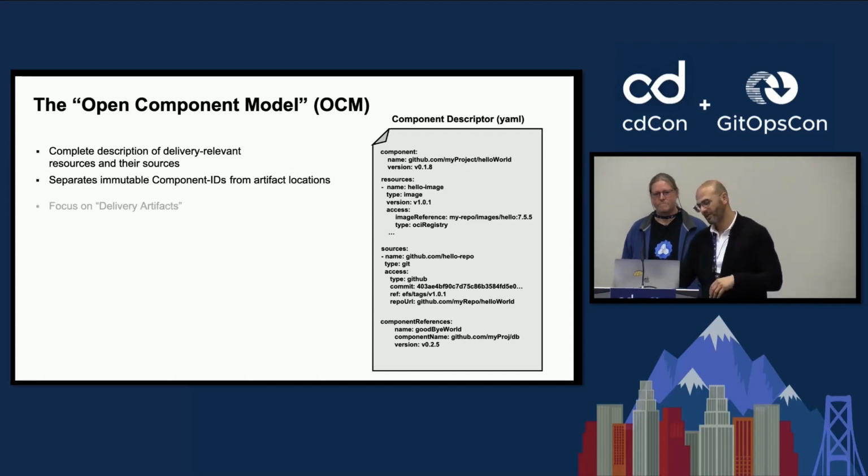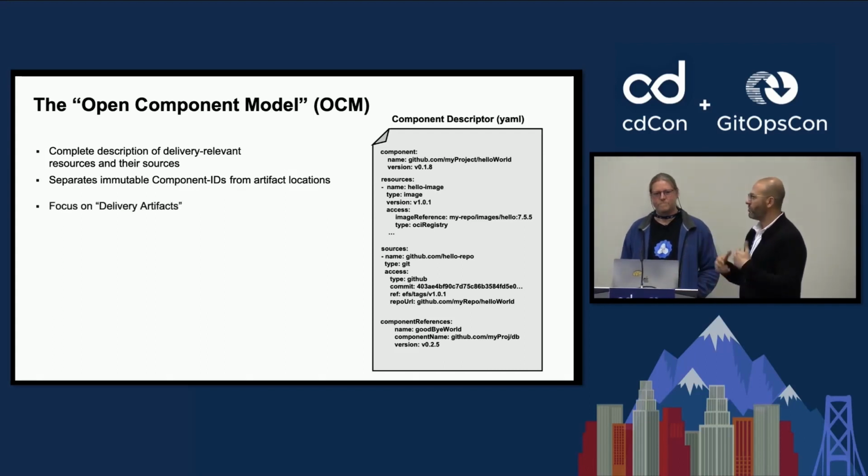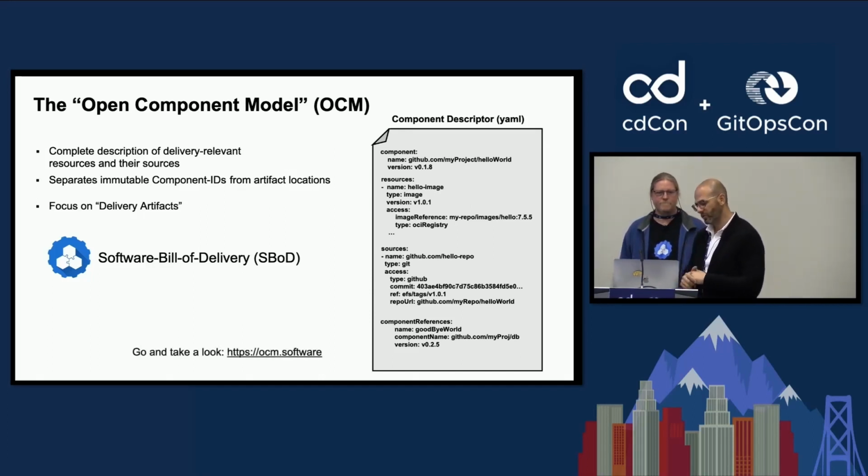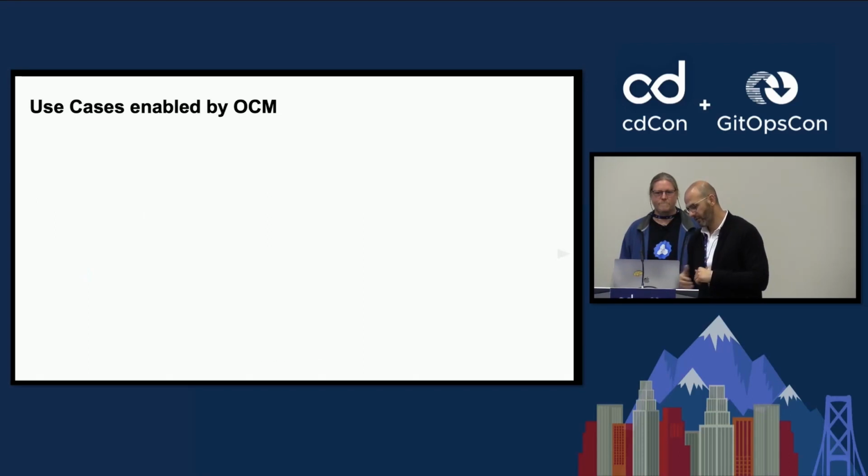for distributed systems and cloud native applications, so that you focus at the end of the day on the delivery of the artifacts. And this is what's now called the software bill of delivery, or BOD, if you will. This is basically how you bring everything into one single file to say, this is how my application is going to be delivered to the other end of my environment.